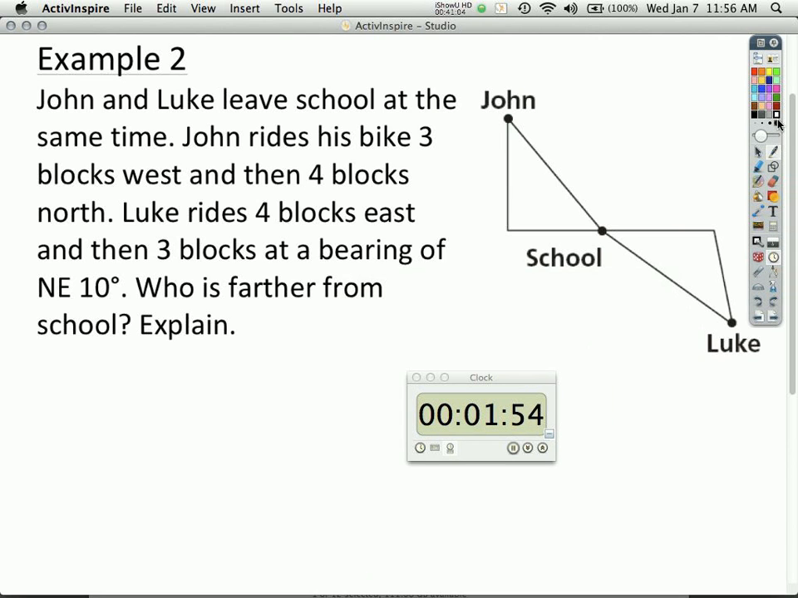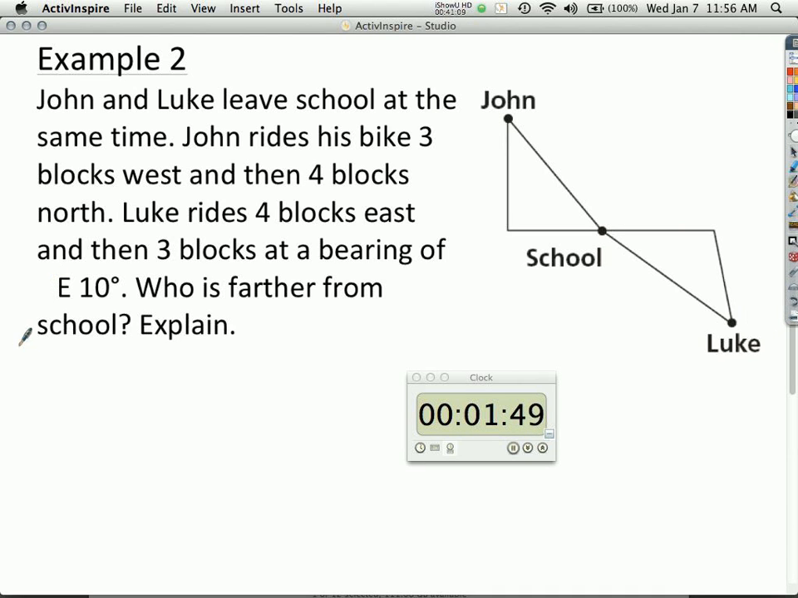And I have to change one thing. This should say southeast.